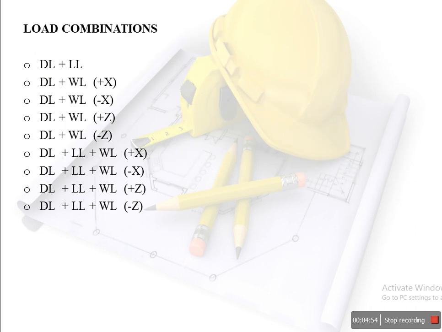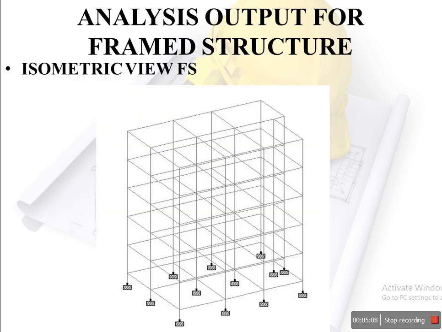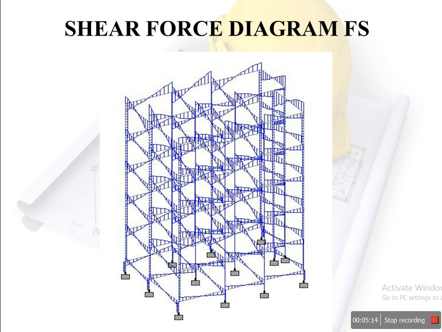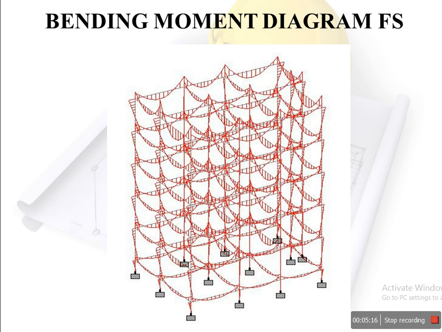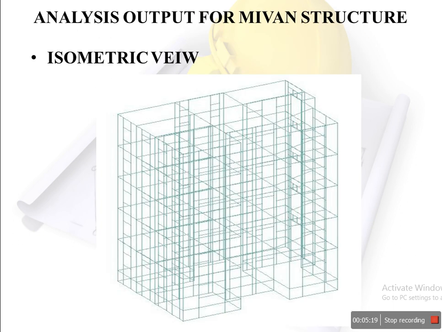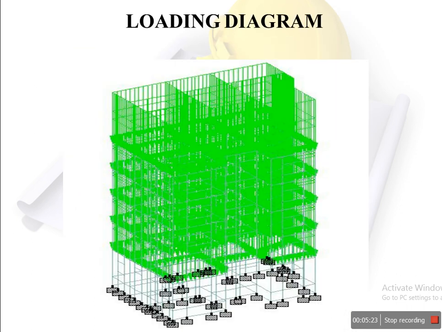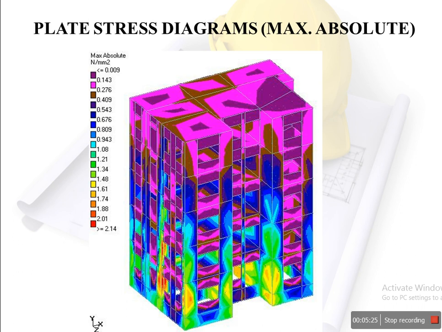Load combinations: dead load plus live load, dead load plus live load plus wind load in X direction, dead load plus wind load in minus X direction, dead load plus wind load in Z direction, dead load plus wind load, dead load plus live load plus wind load in all directions. Analysis output for the framed structure: isometric view of frame structure, 3D rendered diagram, loading diagrams, shear force diagrams, bending moment diagrams. Analysis output for the Mivan structure: isometric view, 3D rendered view left side and right side, loading diagram, plate size diagram.